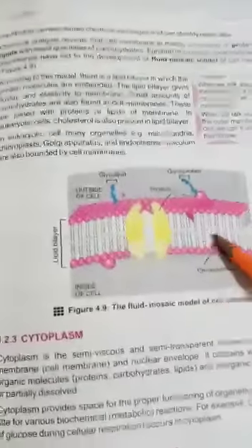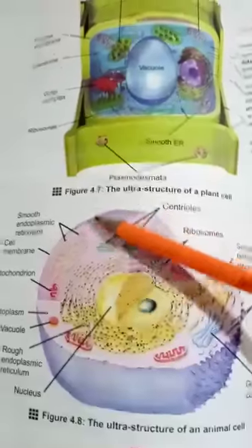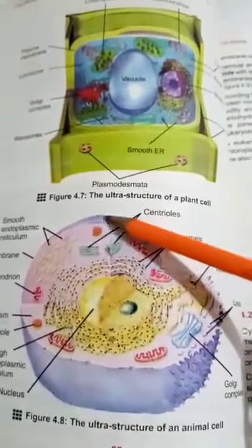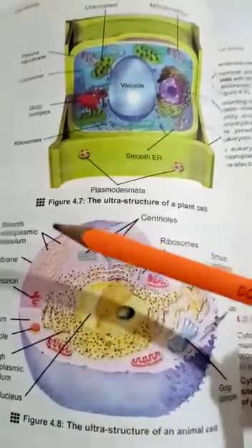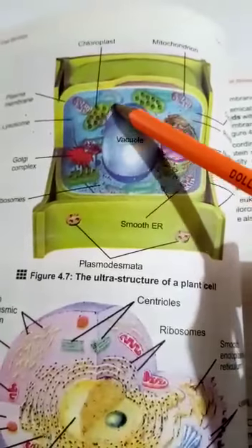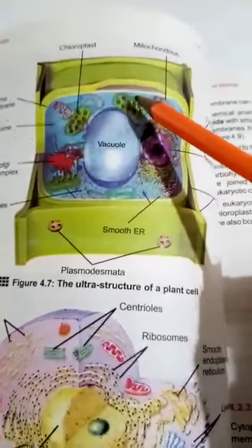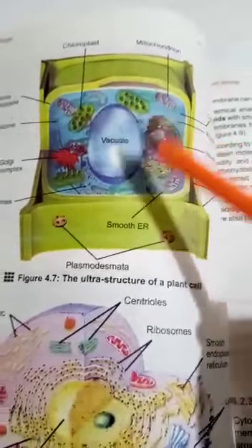So there are two types of membranes in the cell. The outermost covering of the cell is known as the plasma membrane, and inside the cell, the organelles as I mentioned, that is mitochondria, endoplasmic reticulum, Golgi apparatus, chloroplast, these organelles are also enclosed by a membrane which is called the cell membrane. So the outermost membrane is the plasma membrane, and the membrane which is enclosing the organelles is called the cell membrane.